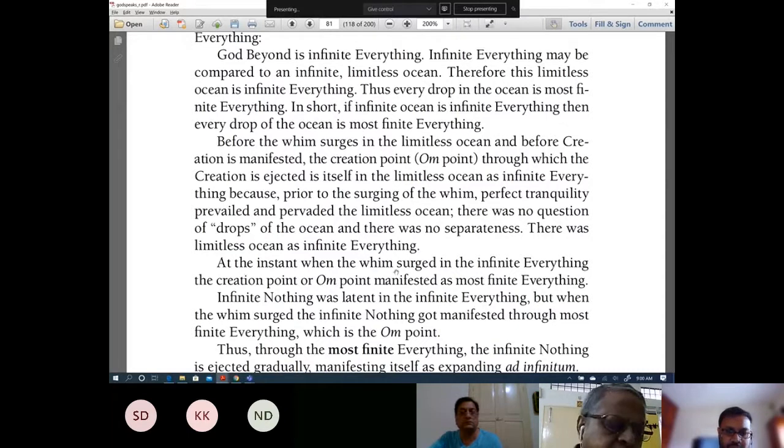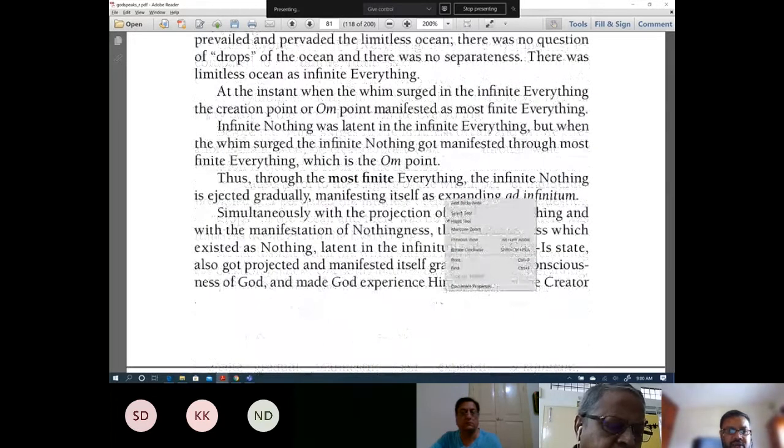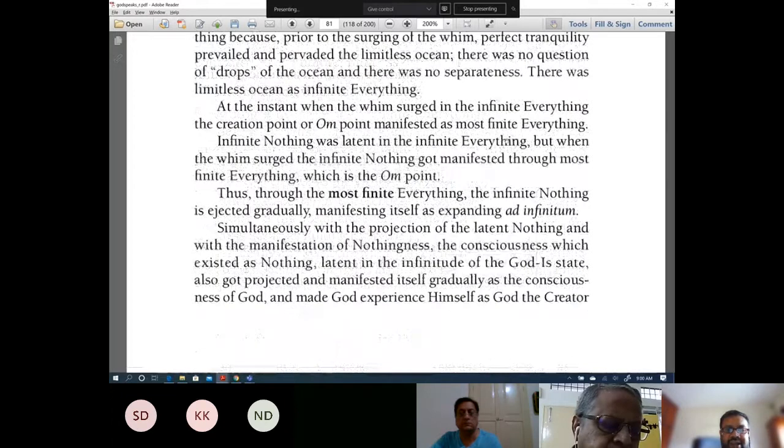At the instant when the whim surged in the infinite everything, the creation point or Om point manifested as the most finite everything. Infinite nothing was latent in the infinite everything, but when the whim surged, the infinite nothing got manifested through the most finite everything, which is the Om point. Thus, through the most finite everything, the infinite nothing is ejected gradually, manifesting itself as expanding ad infinitum.